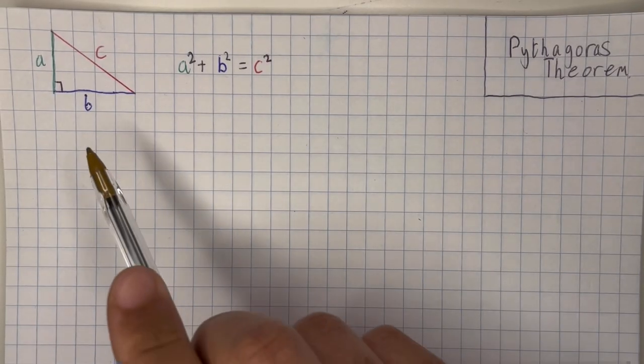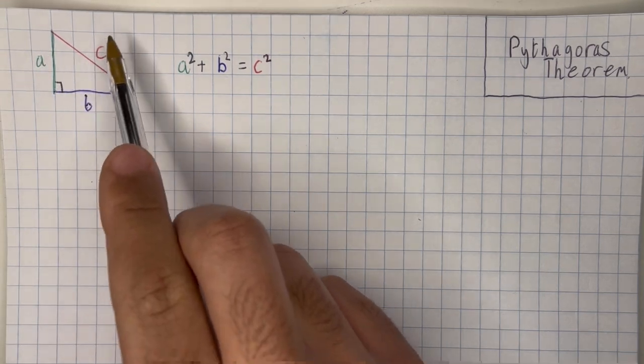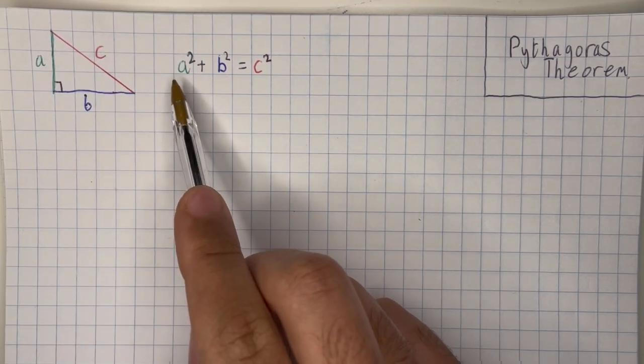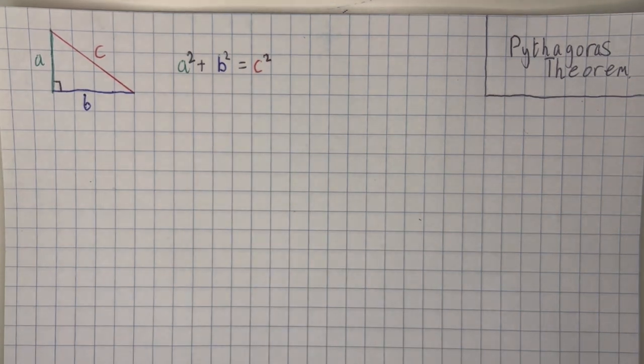But yeah, what does it say? It says that if you have a right angled triangle with side lengths A, B and C, where C is the longest side, then it satisfies this relation: A squared plus B squared equals C squared. Now, how do we know this?